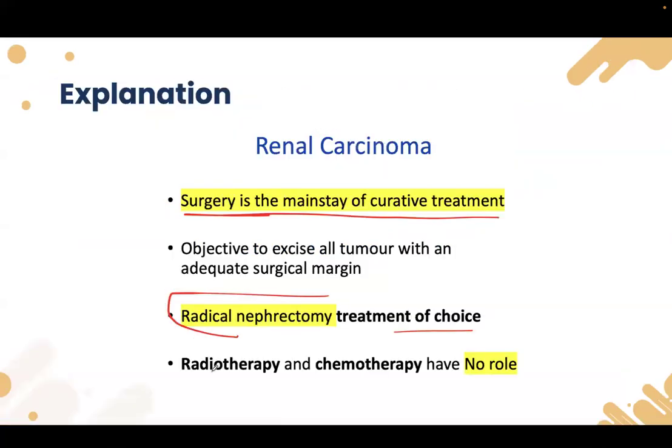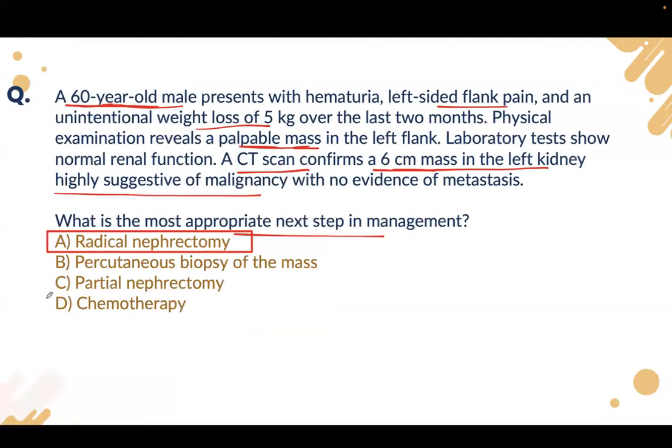Make sure to know that radio and chemo have no role, as opposed to, for example, seminomas. Seminomas, we can use radiotherapy, if you guys remember, and now we will see it. However, in renal carcinoma, radio and chemo have no role. So that's why we can cross out D. We already talked about why we don't do biopsies. And then we're left with A or C. A is basically the treatment of choice.